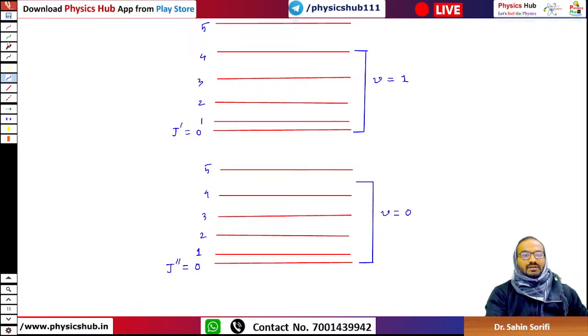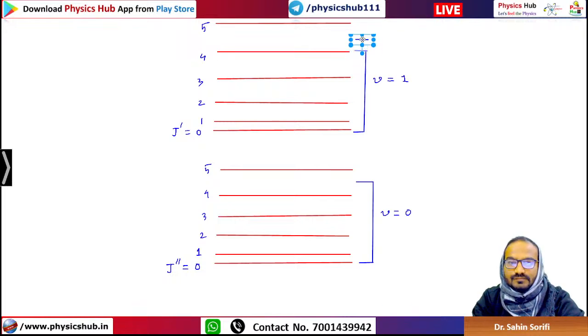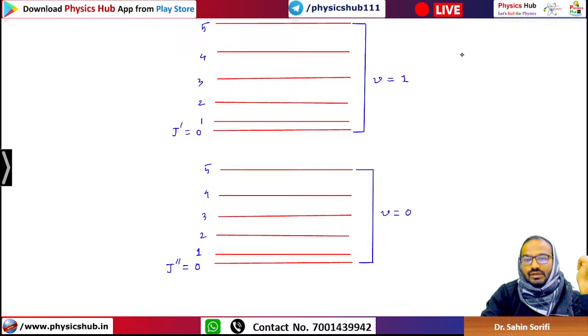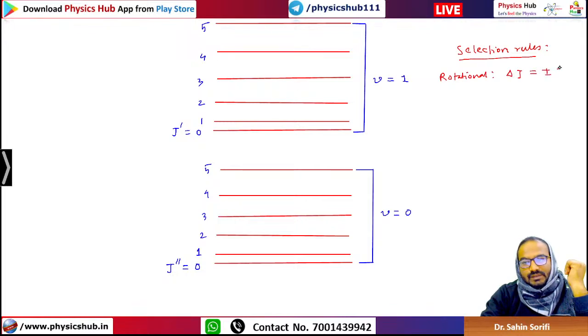Now let's get back to the selection rules. What does the selection rule say? We have separate selection rules for the vibrational transition and the rotational transition, right? For the rotational one, we have the selection rule delta J is plus minus 1. And for vibrational, you know, we have taken an anharmonic oscillator. So vibrational transition, it may be plus minus 1, it may be plus minus 2, plus minus 3, and so on.